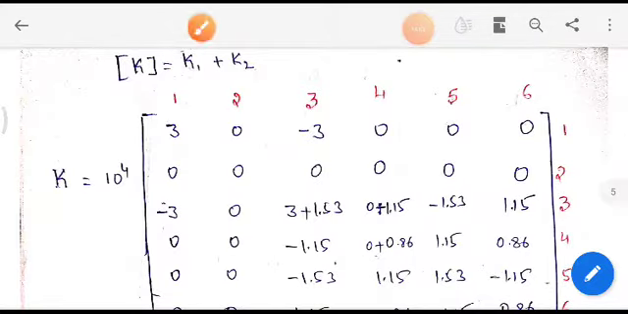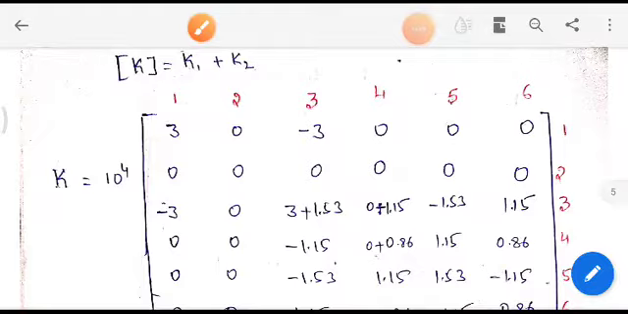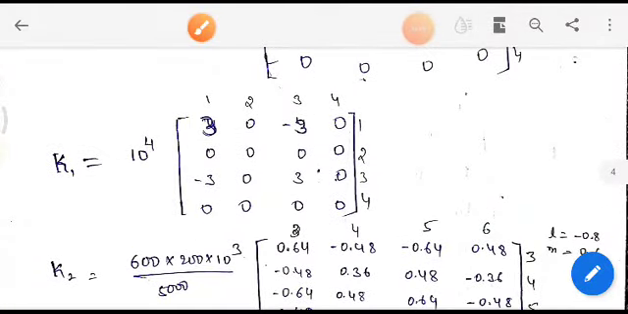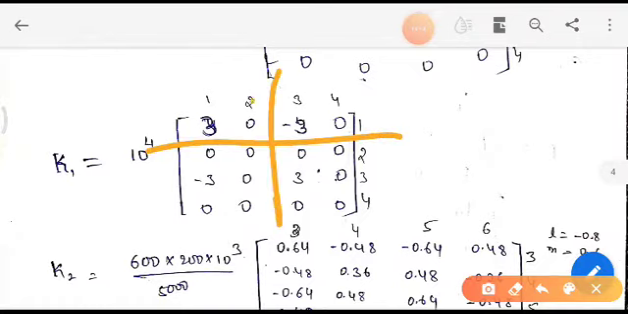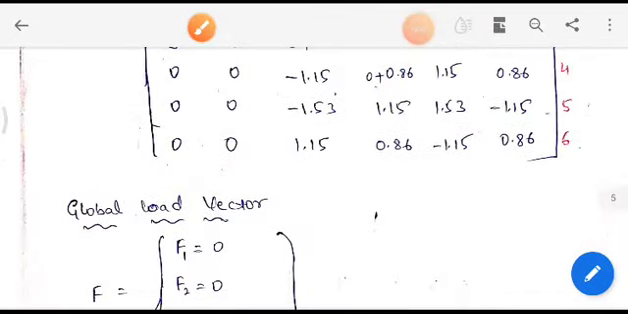Next we need to see first row second column, here we have 0. How has this 0 come? A simple thing, again we need to see here, this is our stiffness matrix for the first element, first row, second element is 0. Similarly we need to calculate for all the elements.